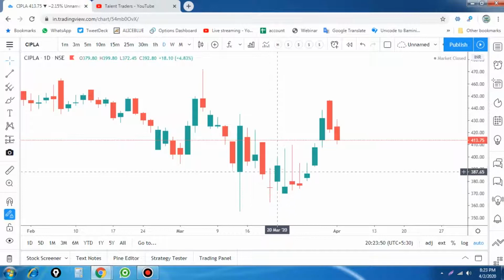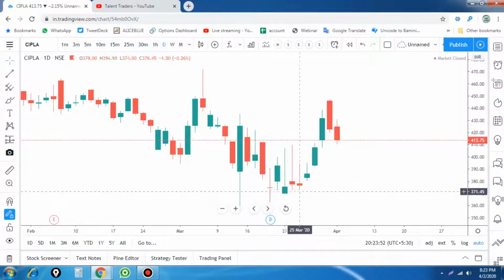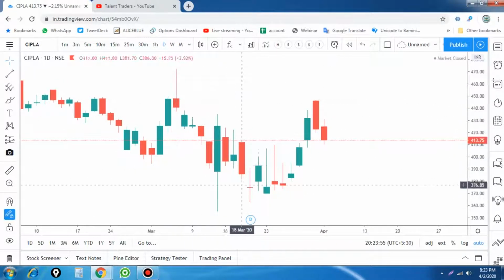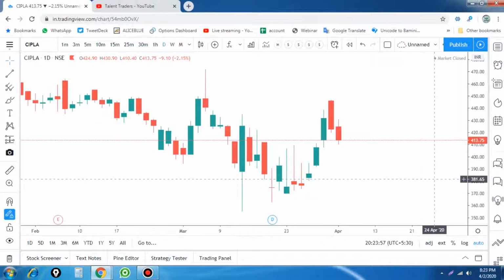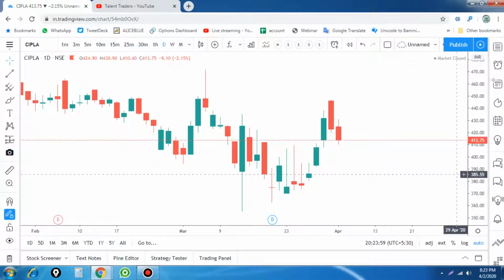Yes, you can see a fine doji candle here, and it formed a doji at the bottom. So this is the real example of a doji at the bottom, not a doji at the top. This is the long legged or high wave doji.